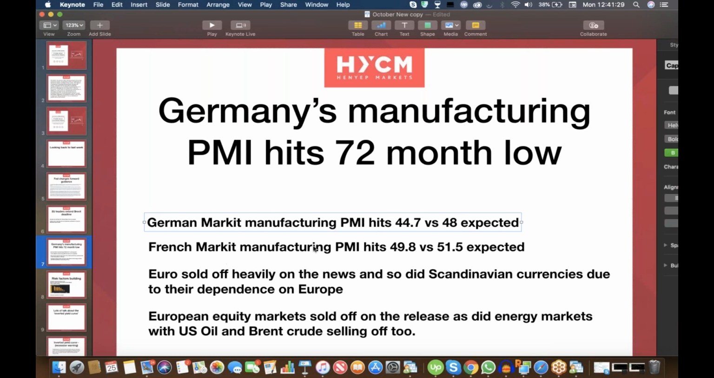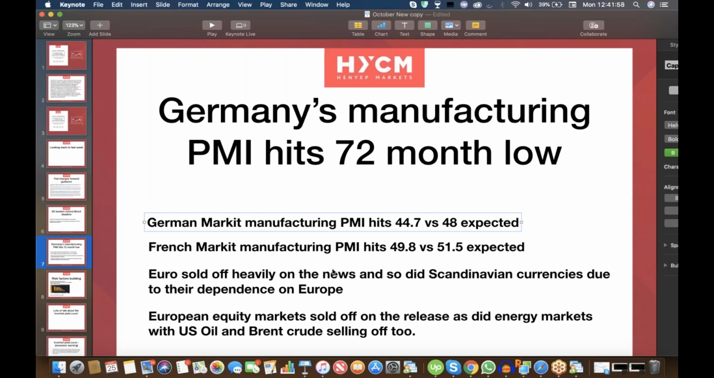The French manufacturing PMI came out first. I saw that and thought, okay, that's fine. Then the German manufacturing PMI came out, and the market sold off so heavily I couldn't get out before my stops were hit. Again, not a big drama, because I believe in very strict risk management, so it wasn't anything to get worried about. But it was significant, and the market took this news very significantly.